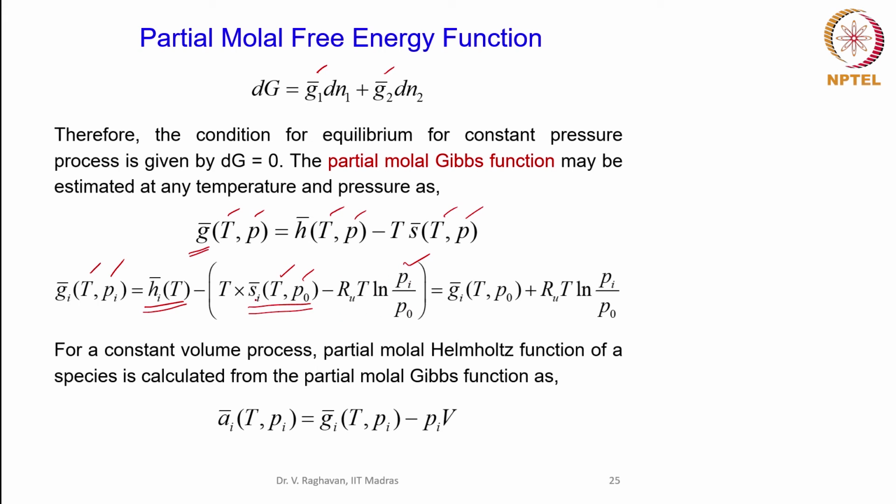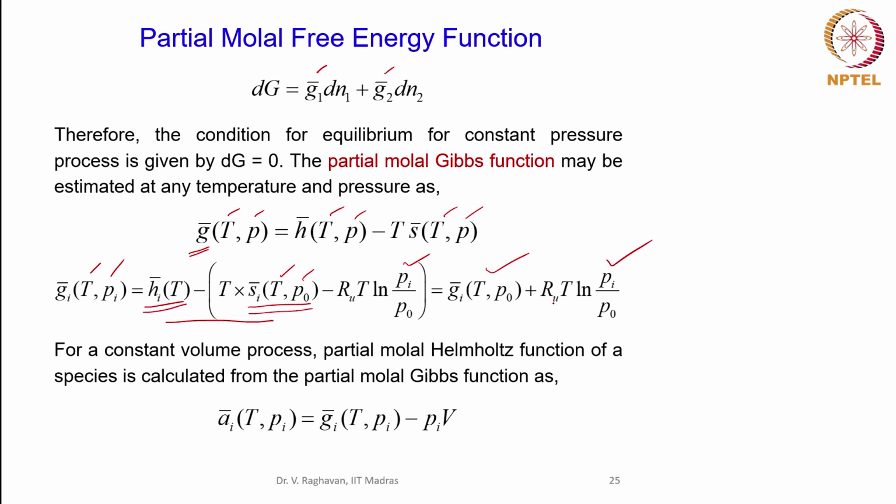So, entropy into temperature. Now, let us gather the first two terms, Hi of T minus T into Si of T comma P naught. These two terms I gather and put as Gi of T comma P naught. This is nothing but the Gibbs function of the ith species at the given temperature T calculated at atmospheric pressure P naught. So, that is the first term. Okay, then the pressure dependency of the Gibbs function, which arises due to the pressure dependency of the entropy, will be given in the second term, Ru ln Pi by P naught into T. So, that is the second term which is coming here.